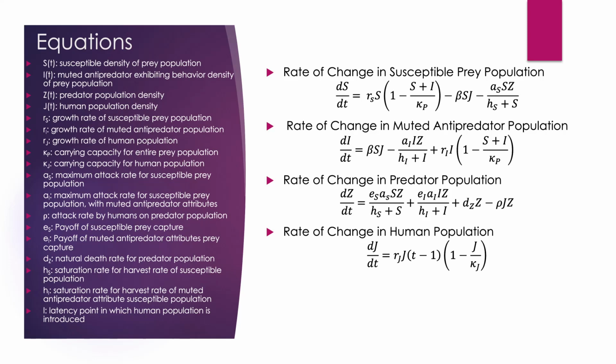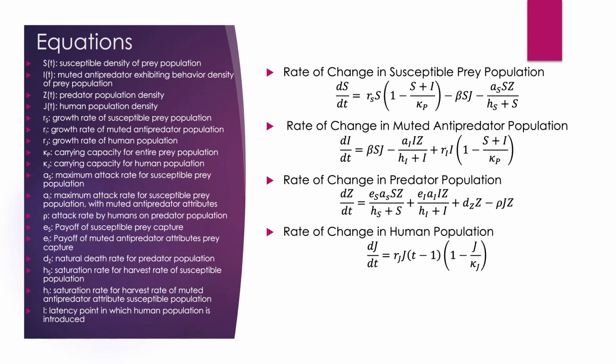For our next equation, we are looking at the rate of change in the muted anti-predator population. In this equation, we are looking at the change of the population rate by looking at the rates that switched again from susceptible prey to the muted anti-predator behavior. We are also subtracting the harvest rate, but we are also adding the growth rate of that muted anti-predator population coming in.